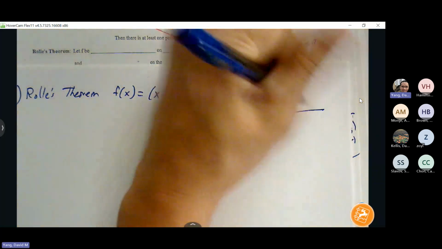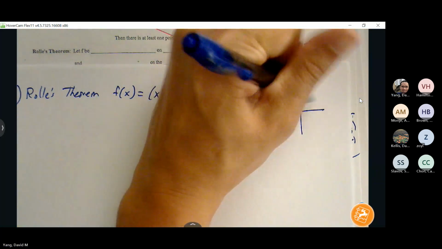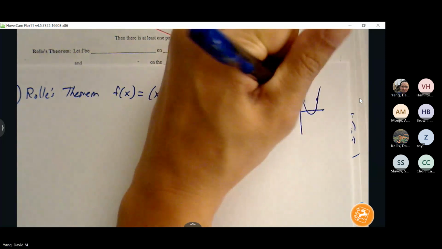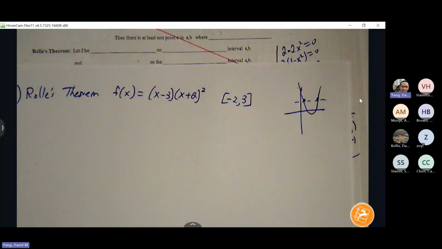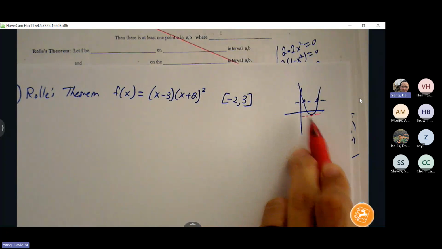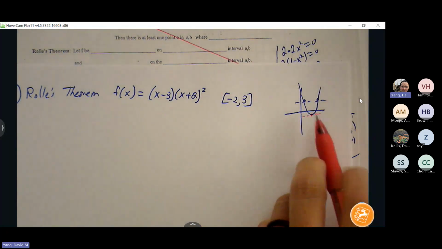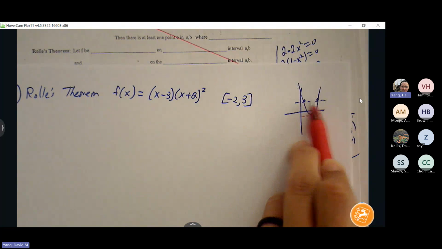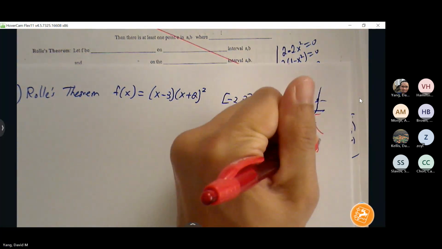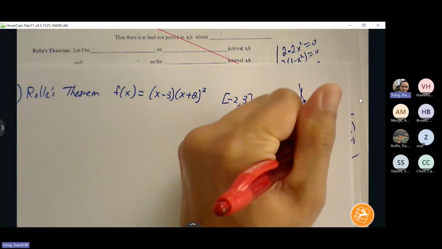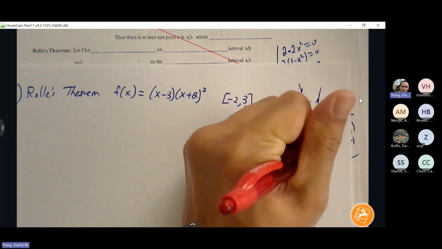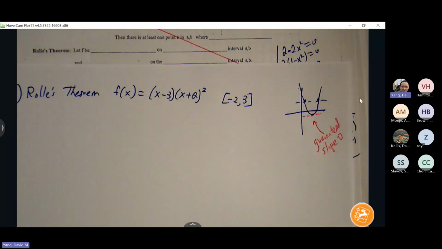Because if the endpoints produce the same y value, then I know that somewhere between the graph must experience a slope 0. Right. If I know that the graph is connected, no sharp turns, and the endpoints gave me the same y value, there must be a slope 0, guaranteed slope 0, somewhere between. So that's what we're looking for. Can I find the location of guaranteed slope 0 somewhere along that graph?